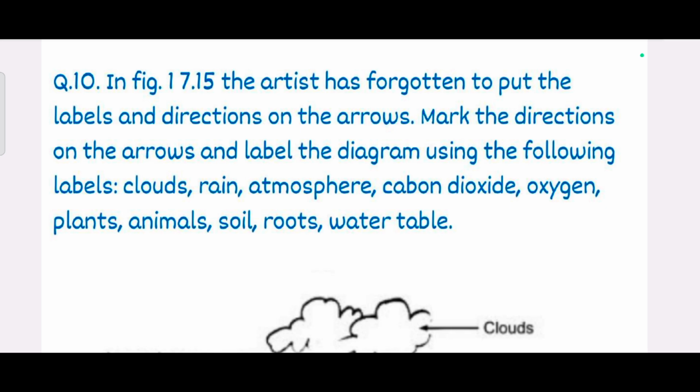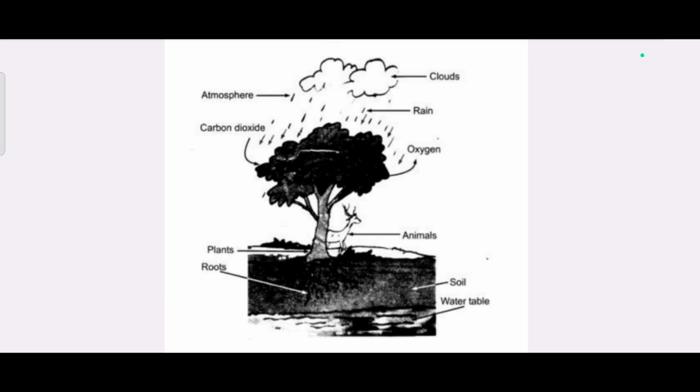Clouds, rain, atmosphere, carbon dioxide, oxygen, plants, animals, soil, roots, water table. Now you can draw this diagram. Pause the video and draw this diagram.